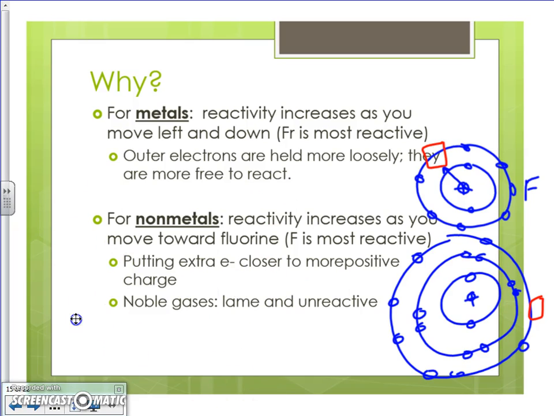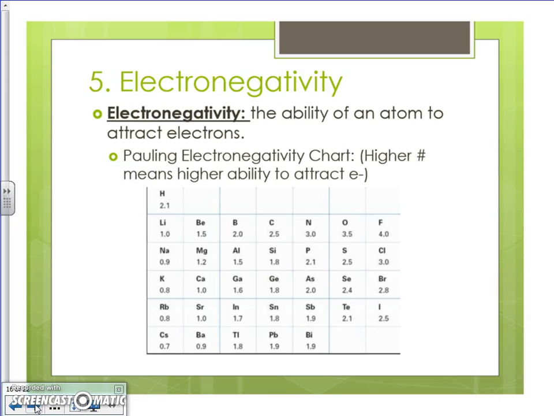So that's where that idea of, again, atomic size comes in. Also, something we haven't talked about yet, electronegativity. This is why electronegativity is higher as you move towards fluorine as well, which electronegativity and reactivity are kind of the same thing. So here's that electronegativity thing, the ability of an atom to attract electrons. Again, attract electrons, positive to negative, you just saw that.